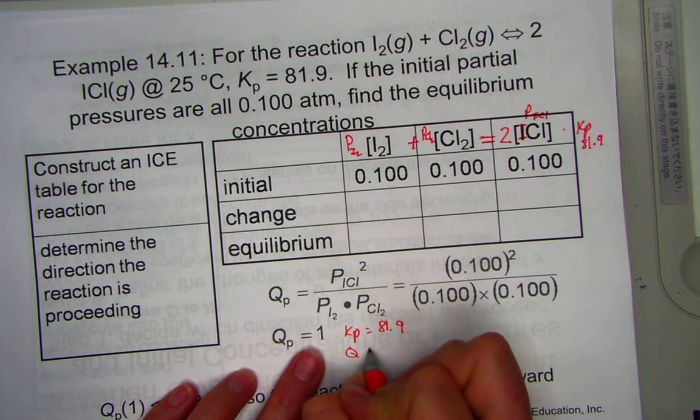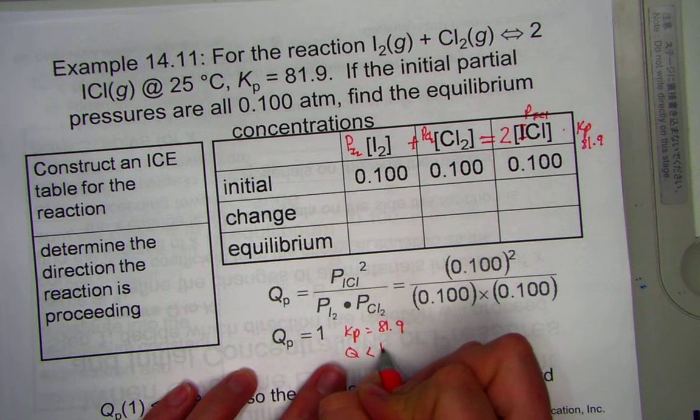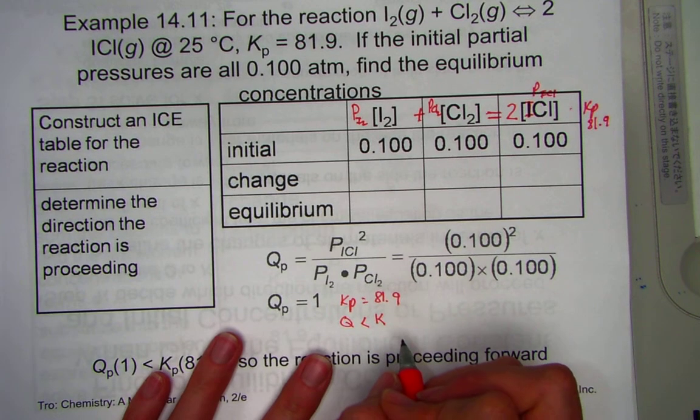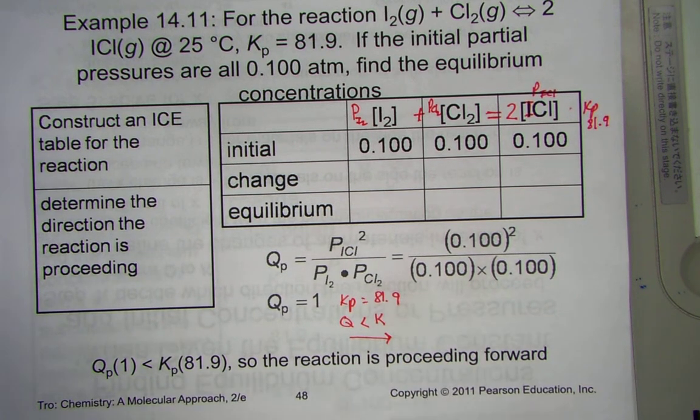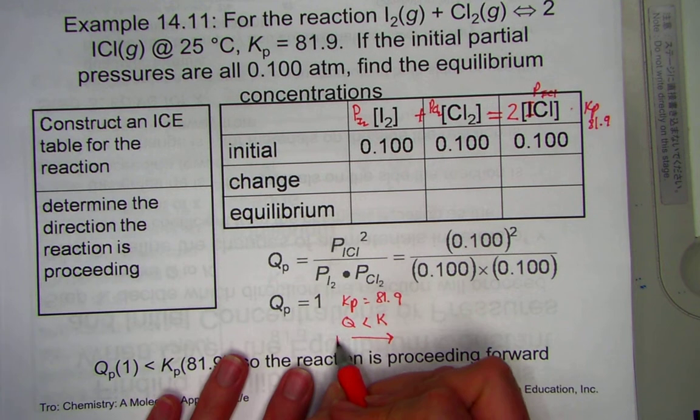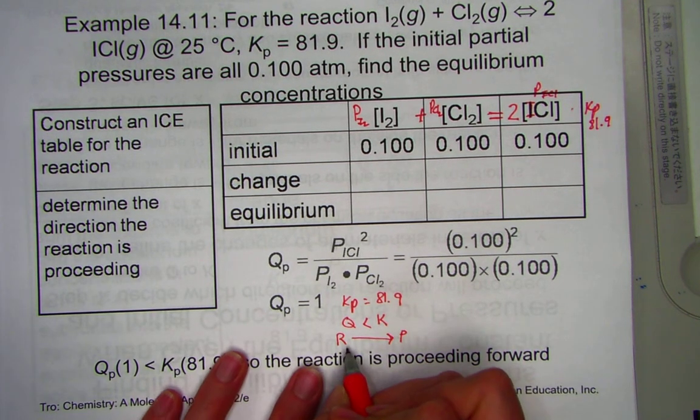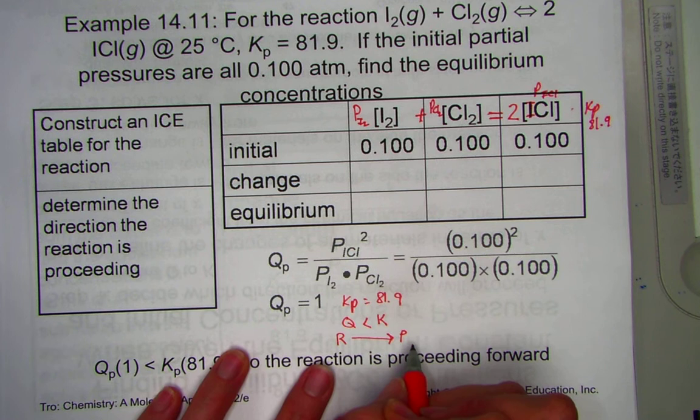So Q is coming out far smaller than K, and therefore the reaction is proceeding forward. We need to make more product to get that reaction quotient larger. As reactants go to products, reactants get used, products get made.